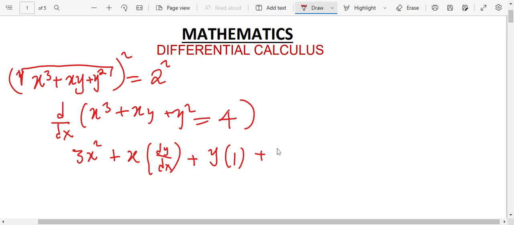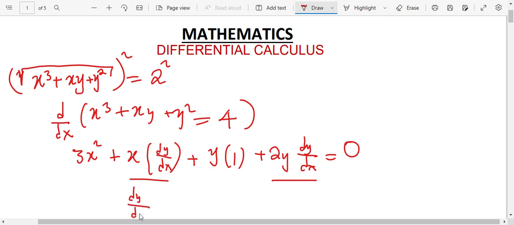And then differentiate y squared, that will be 2y. Every time you differentiate y, add dy over dx. If you differentiate 4, you are going to get a 0. So every time that has got dy over dx, I'll put it together. So this one and this one. Actually, I'm going to factorize out the dy over dx.